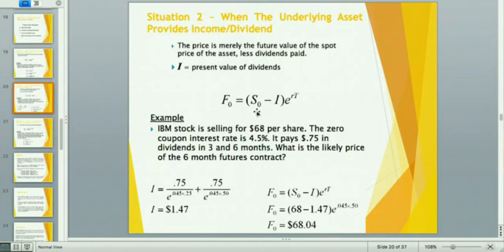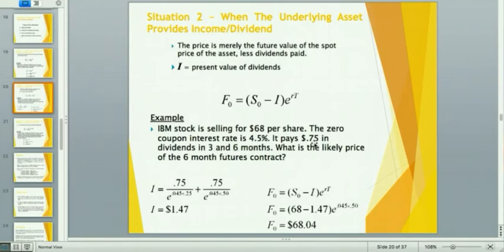Logic is simple: if dividend is paid by the company, then the amount required for investment would be lower. The price is merely the future value of the spot price of the asset less dividends paid. And always remember that when we subtract the dividends, we have to take the present value of dividends. Let's have a look at the question, very similar to the previous one. Spot price 68 per share, risk free rate 4.5%. The stock pays $0.75 in dividends in 3 and 6 months.